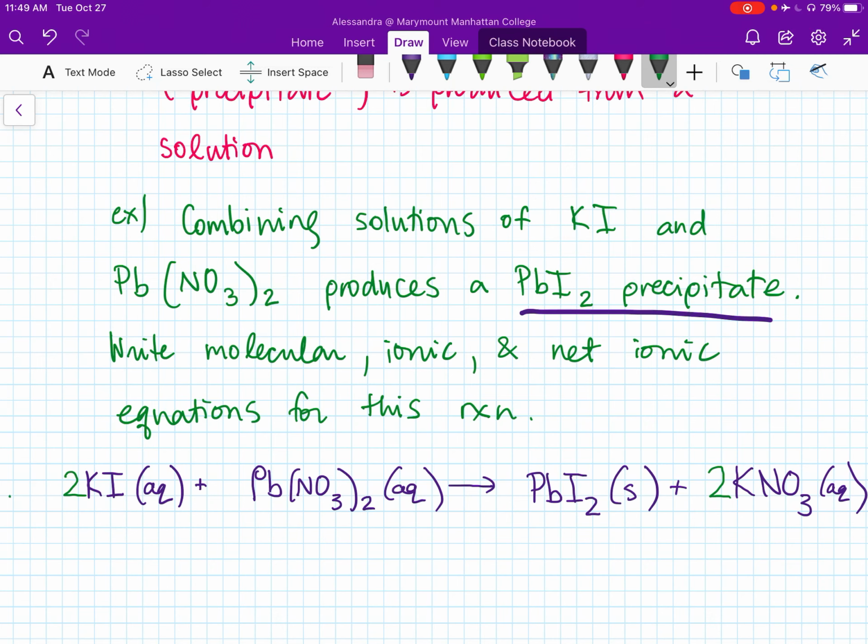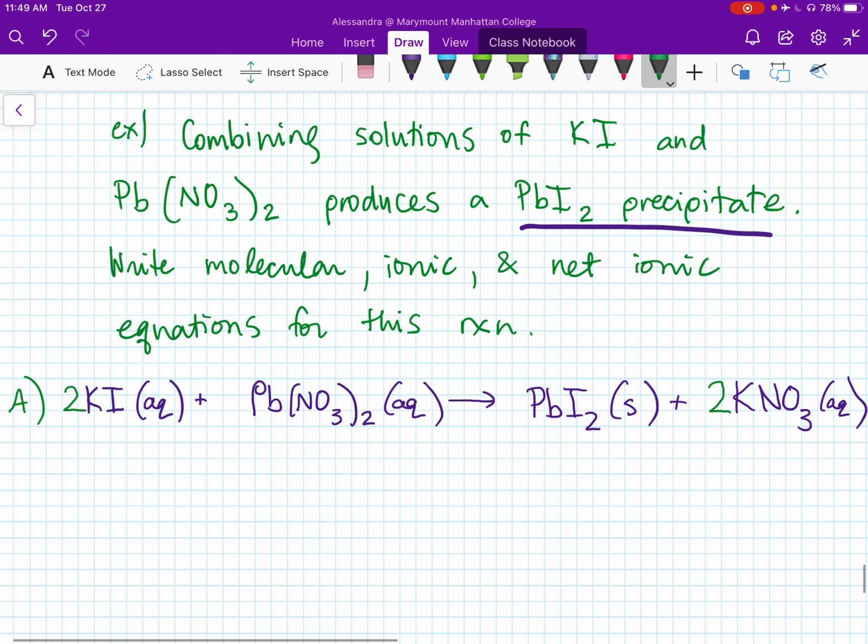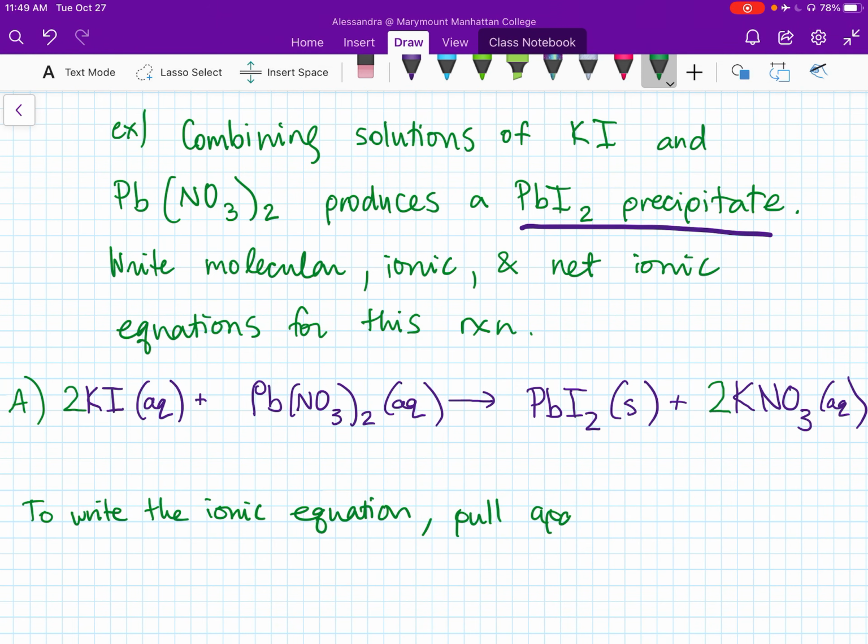This is that first type of equation. I'm going to call it A for the molecular equation. In the ionic equation, what you do is you pull all of the aqueous species apart into ions. Okay, so for the next step, to write the ionic equation, you take all of the aqueous species and you pull them apart into their component ions.